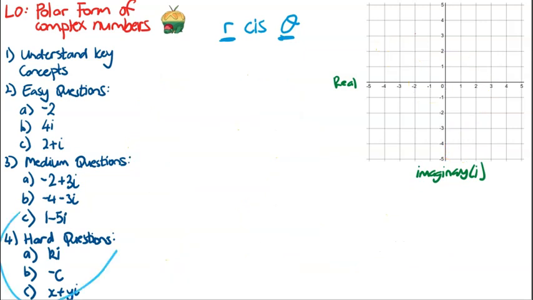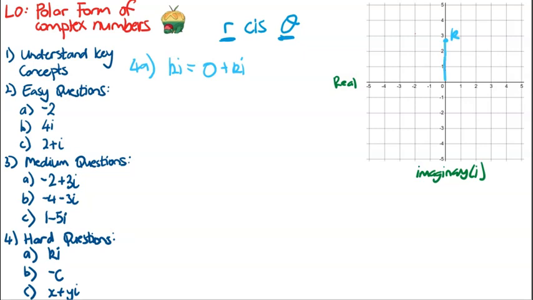We're now up to the hard questions down the very bottom. Some of them are going to be pretty cruisy, some of them are pretty tough, so let's do 4A. Let's start off with Ki. Again, remember Ki, there's no real element here, so it's going to be 0 plus Ki. And because it's a positive K, it's suggesting it's a positive complex number, so it's going to go up here. So let's just say this here is point K, because that's Ki.